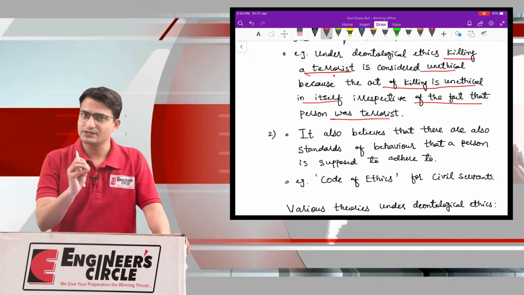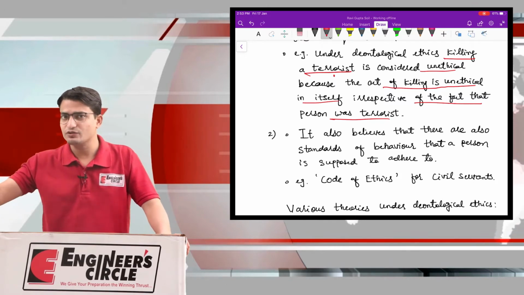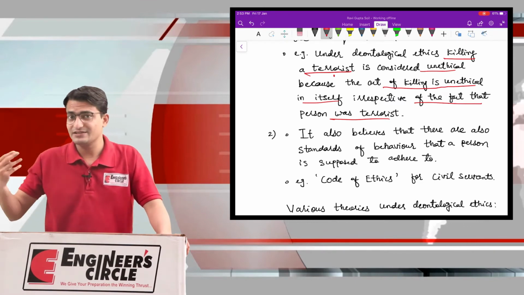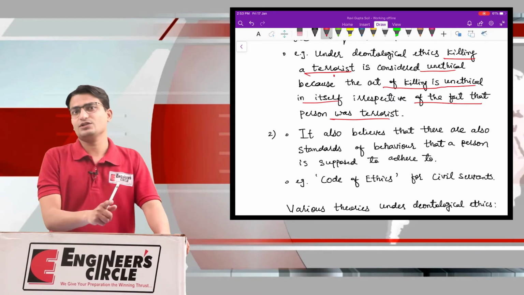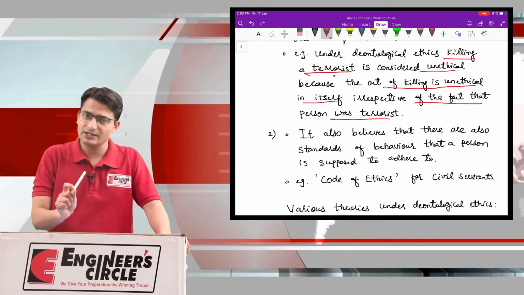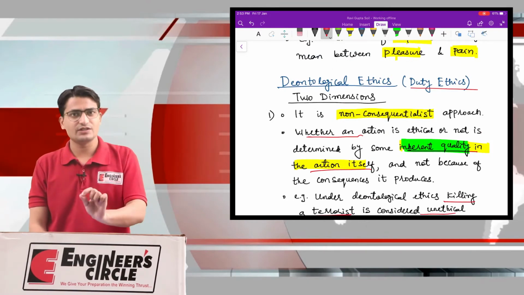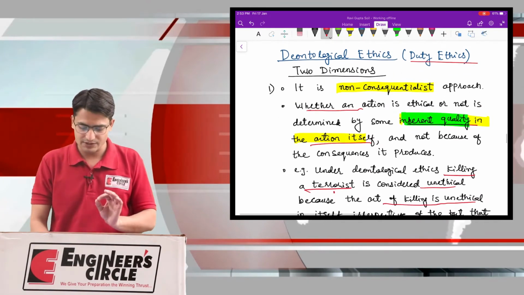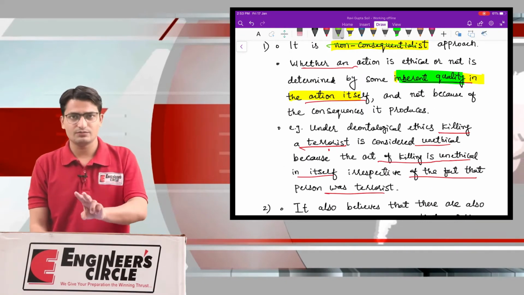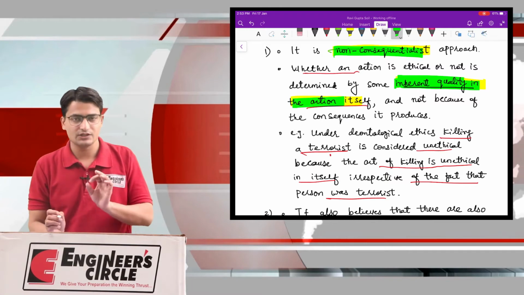Deontological ethics is not concerned with the consequences. The end result of my action would be that a terrorist would get killed, so in our society the number of terrorists will reduce. I can say that this is a positive consequence. But this theory is saying that you are not concerned with the consequence. The action itself, the inherent quality of the action, must be good. So this was the first dimension, and the most important aspect: it is a non-consequentialist approach. It focuses on the inherent quality. You must remember these two terms: non-consequentialist approach, and it focuses on the inherent quality of the action.